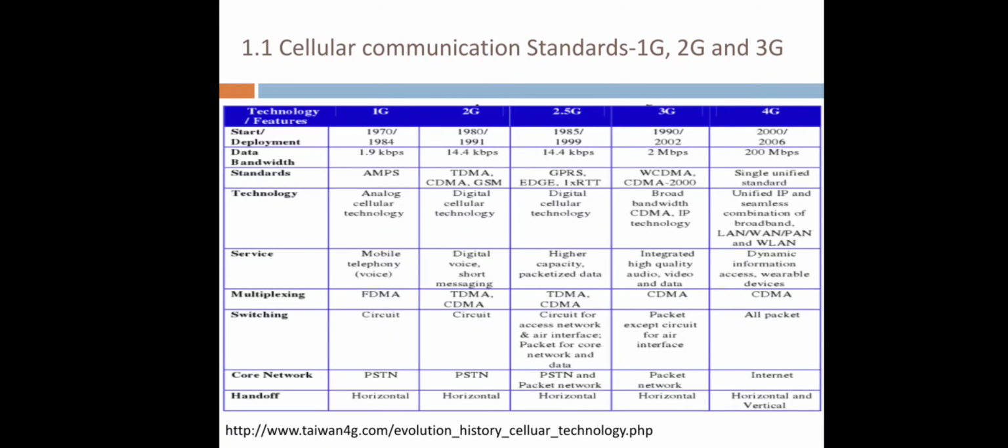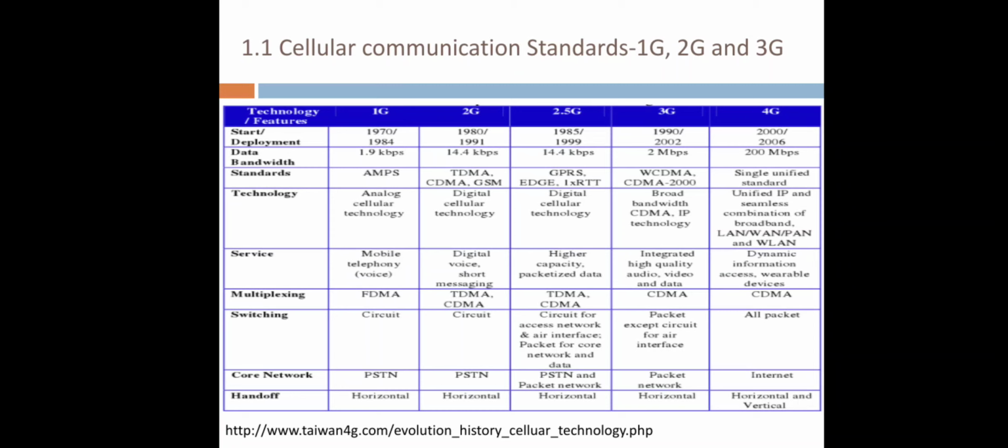Now we are discussing the comparison between all the generations: 1G, 2G, 2.5G, 3G, and 4G. Let us start with deployment. 1G started from 1970 to 1984. 2G started from 1980 to 1991. 2.5G started from 1985 to 1999, 3G was invented from 1990 to 2002, and 4G was invented from 2000 to 2006.